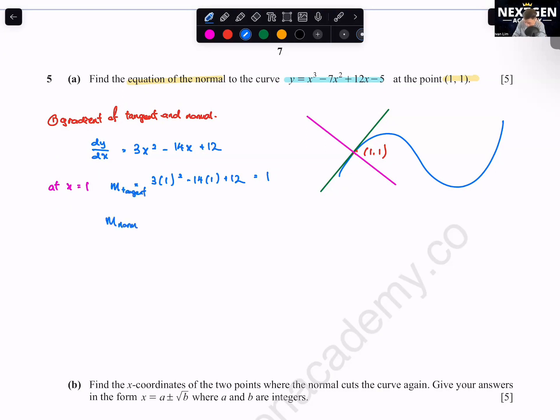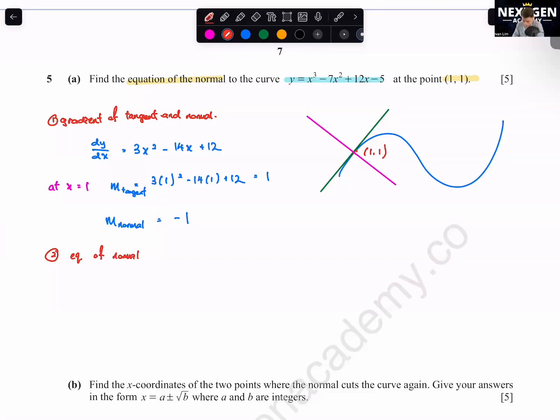Gradient of normal will be the negative reciprocal. So here is negative 1. Now, step 2, we are going to find the equation of the normal.